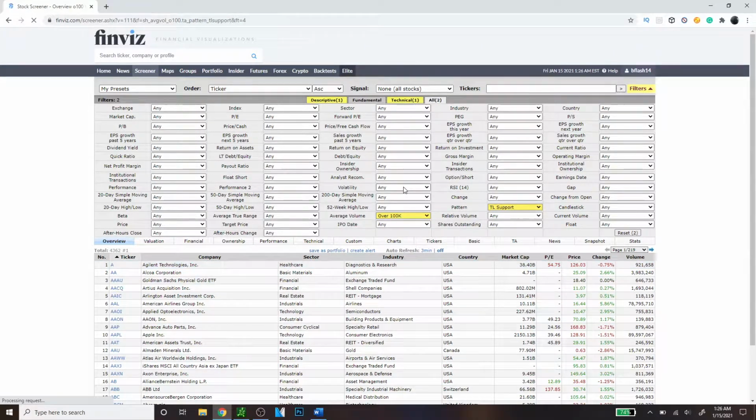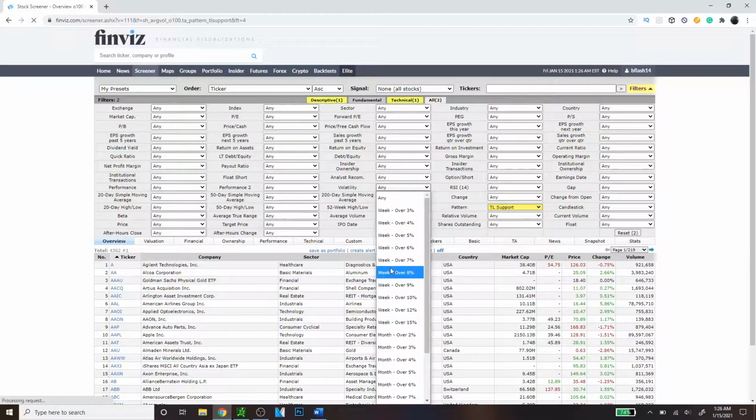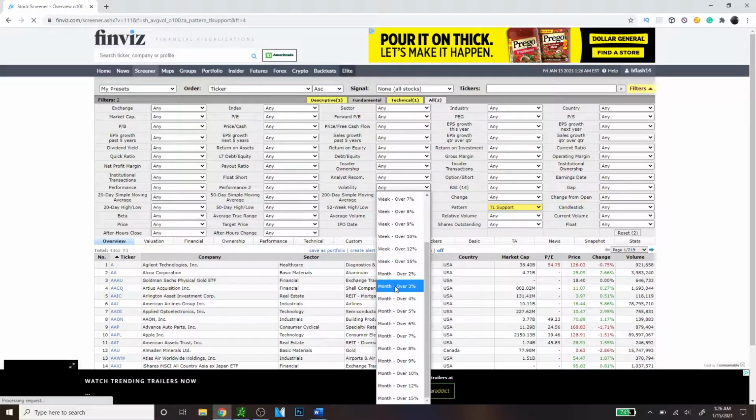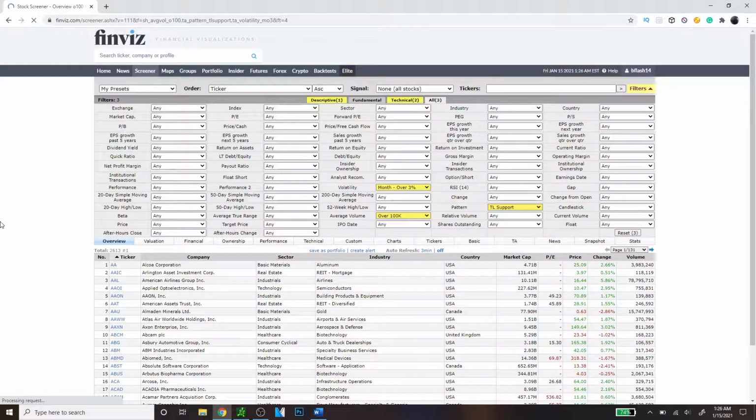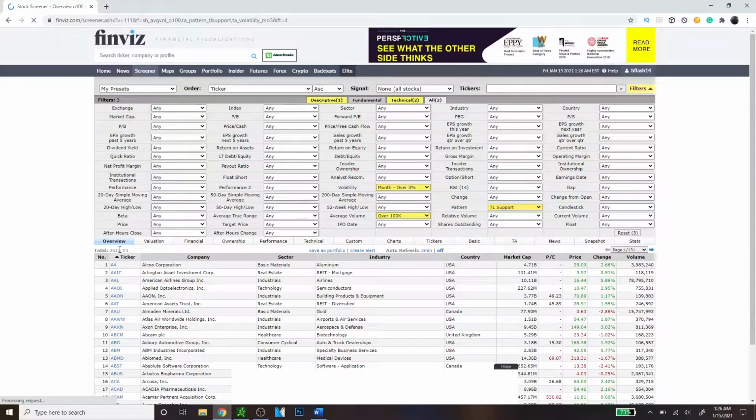Same with volatility. This just shows that the stock is very volatile over the past week, month, year, etc. For my swing trades, I generally do over 3% a month, because if a stock cannot move over 3% in a month, I don't want it. So that's going to knock out a lot of different companies that I'm looking at over the scan. As you can see, it knocked down another 2,000 options, so we're left with 2,000 companies.